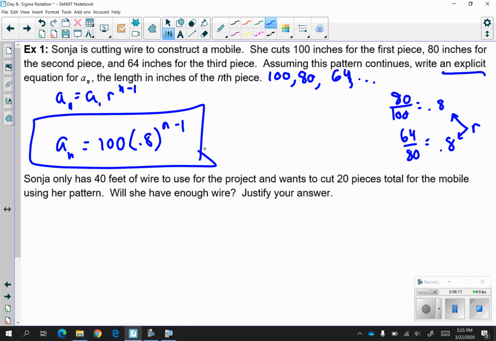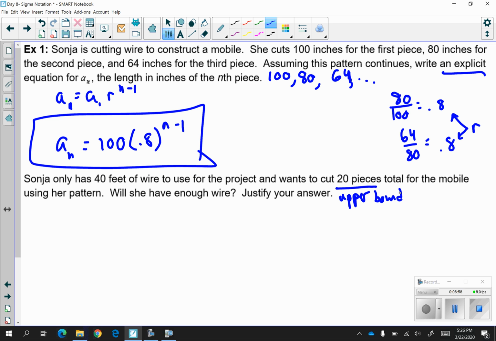Now we're saying that she only has 40 feet of wire to use for the project and wants to cut 20 pieces total. And they want to know if she has enough wire. So basically, the 20 pieces is telling you that we're doing the sum of the first 20 terms, right? You need to take all these pieces of wire and you have to add them all up to see if it's less than 40 feet. So really, 20 pieces is your upper bound. Your ending term, however you would like to call it.